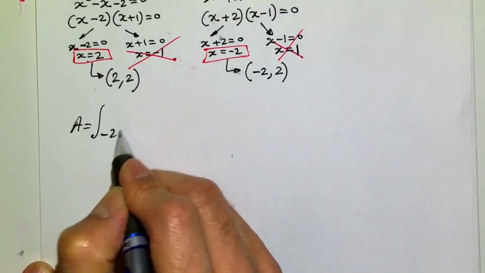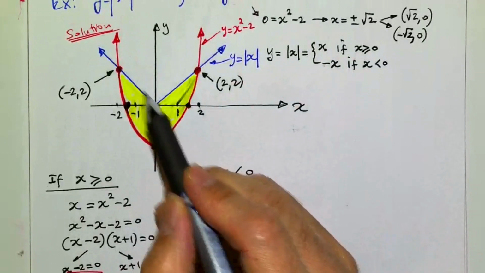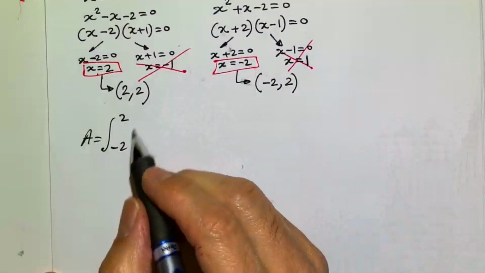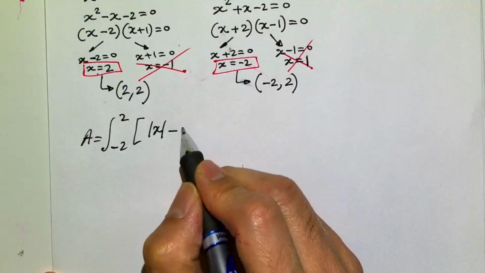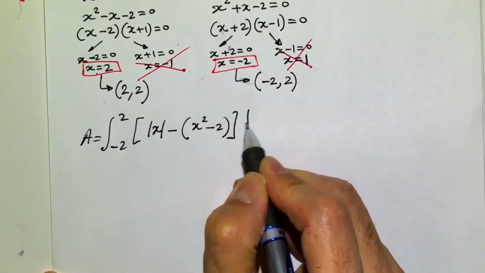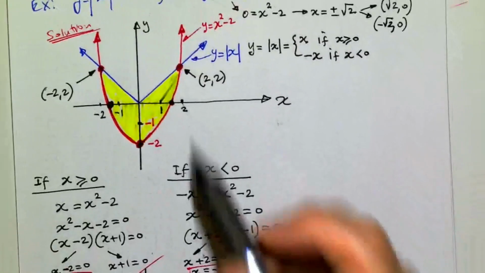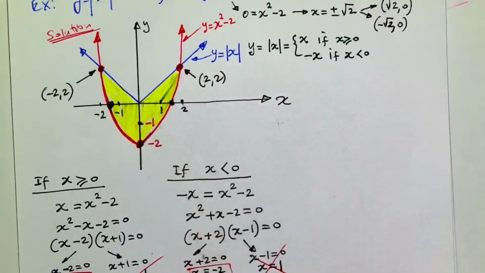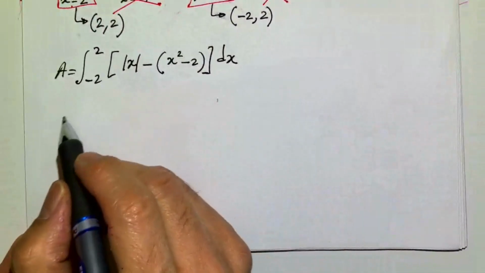Integral from negative 2 to 2, the top curve is the absolute value function, the bottom curve is the quadratic one. So we have the absolute value of x minus (x squared minus 2) dx, right? Now, the fact that this area we're calculating is symmetric with respect to the y-axis makes it possible.